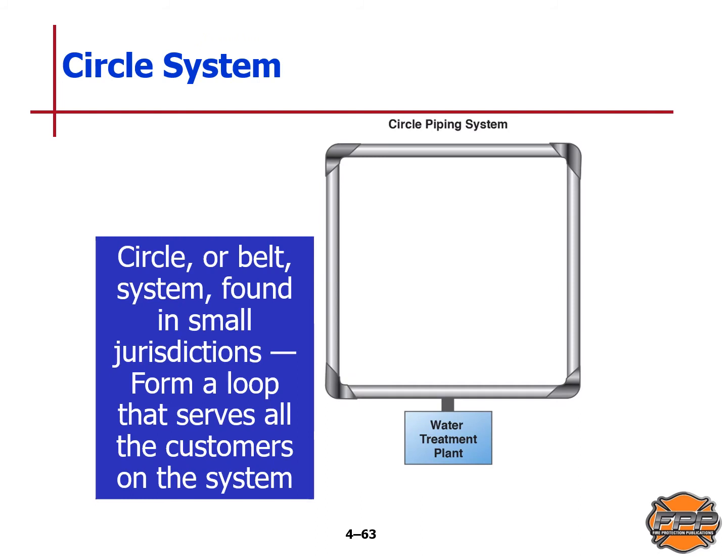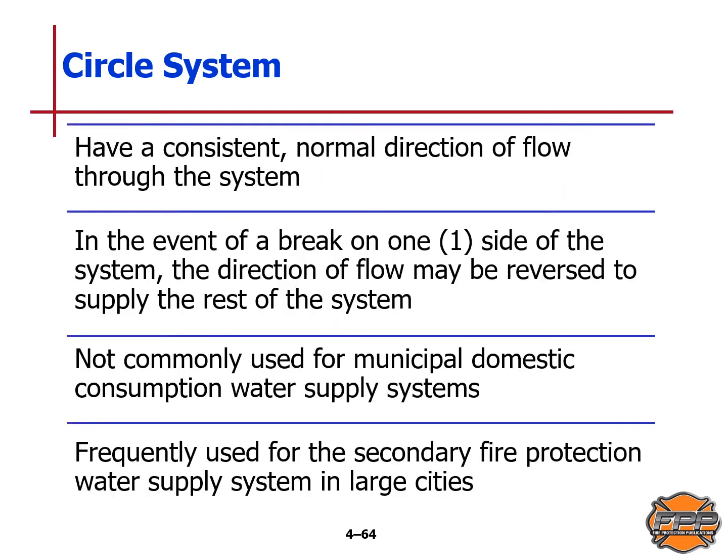The circle or belt system, found in small jurisdictions, forms a loop that serves all the customers on the system. In the event of a break on one side of the system, the direction of flow may be reversed to supply the rest of the system, assuming there are no automatic check valves or backflow preventers. This is not commonly used for municipal domestic consumption water supply systems. It's frequently used for secondary fire protection water supply systems in large cities.